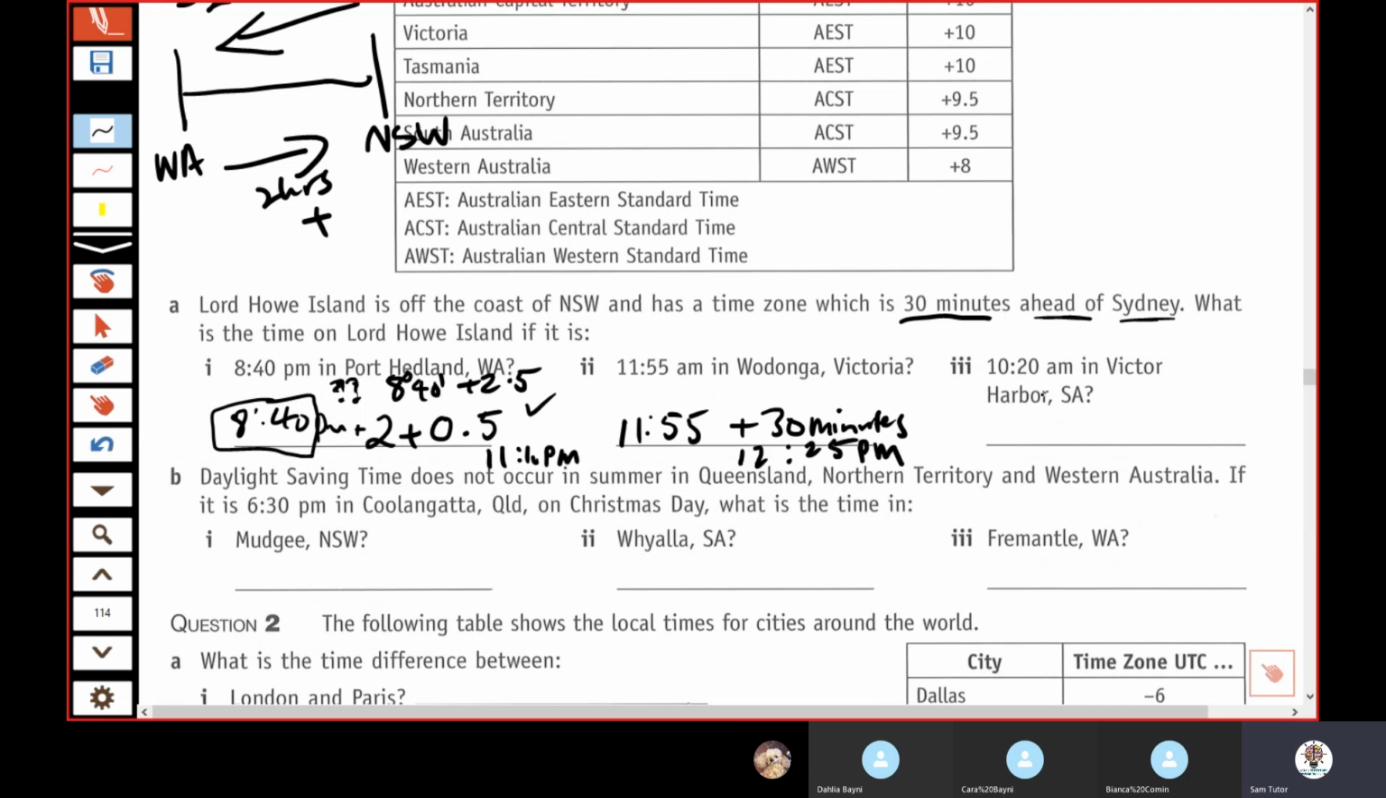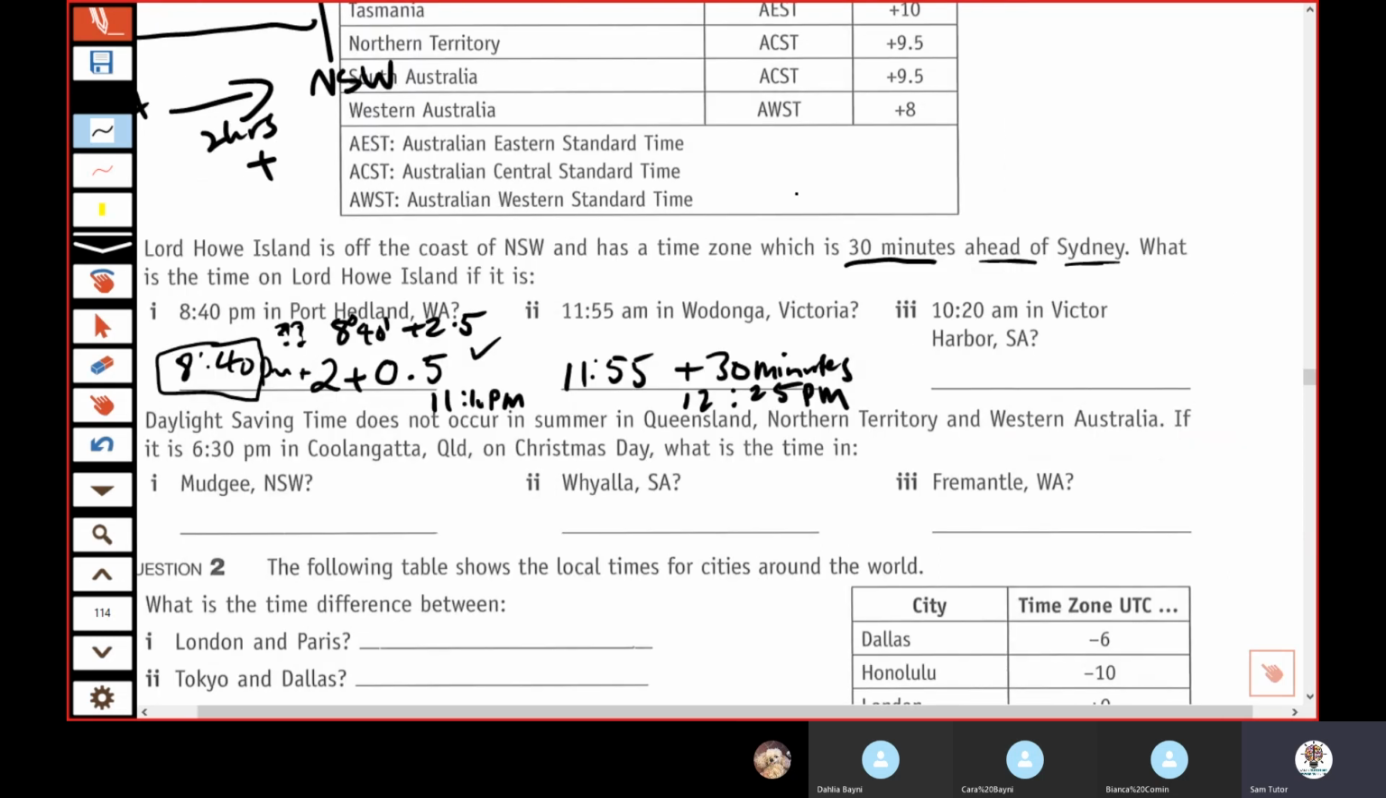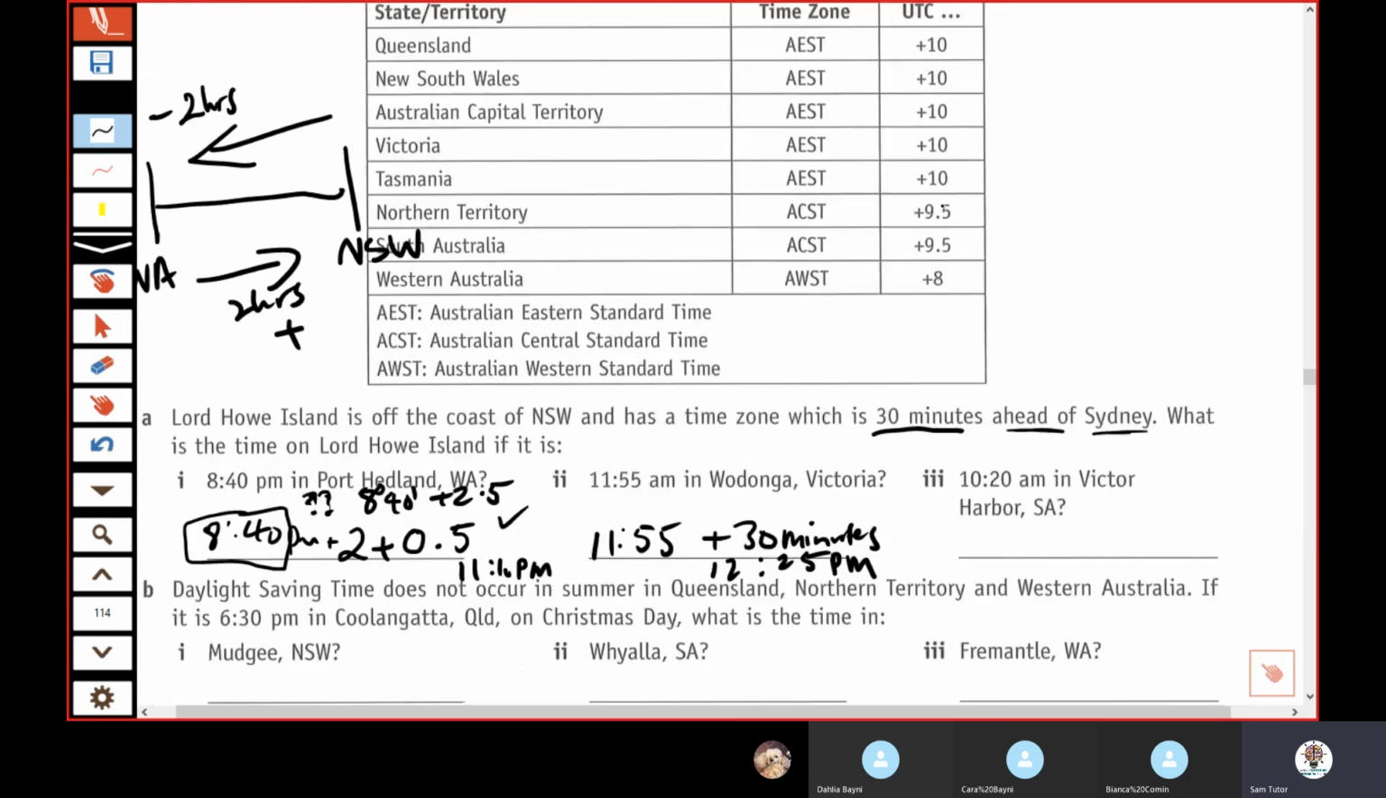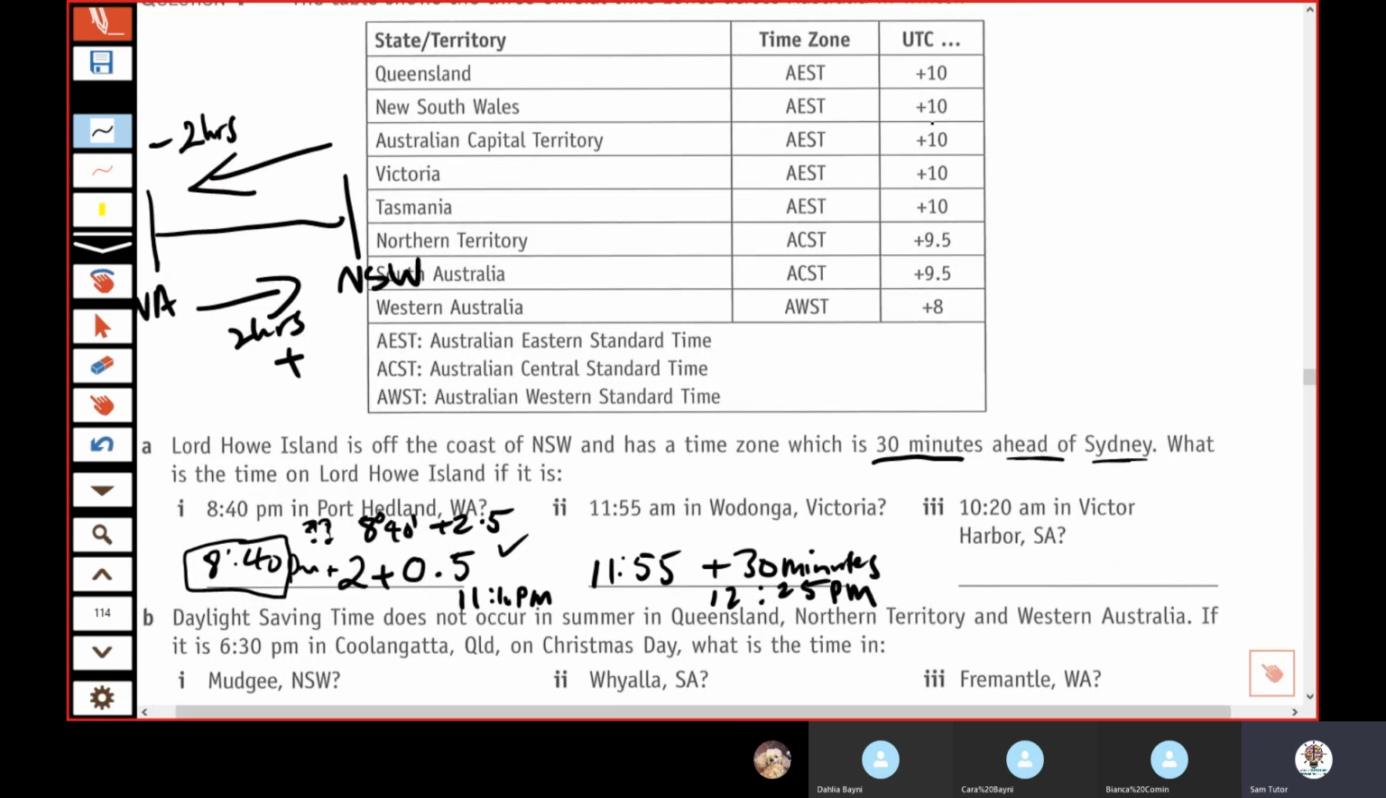PM. And then last one, 10:20 a.m. in South Australia. Well, I mean 9.5 to New South Wales is 10. So that's a half an hour difference. So 10 plus half an hour plus half an hour is obviously plus 1 hour.